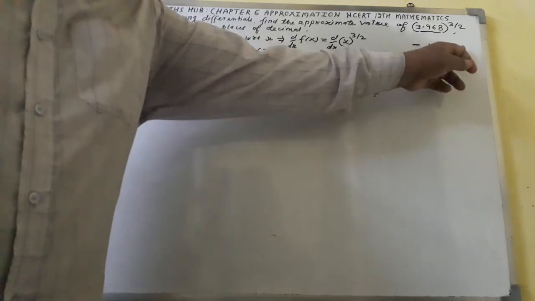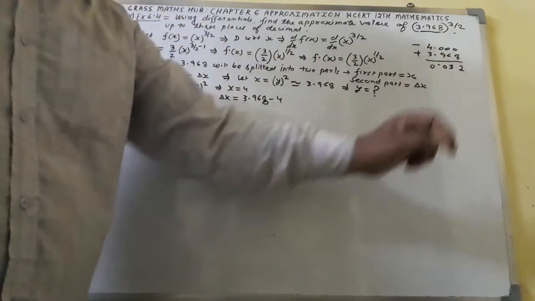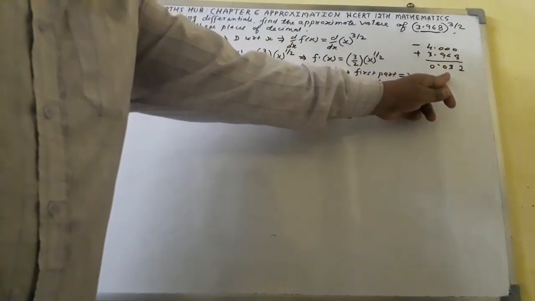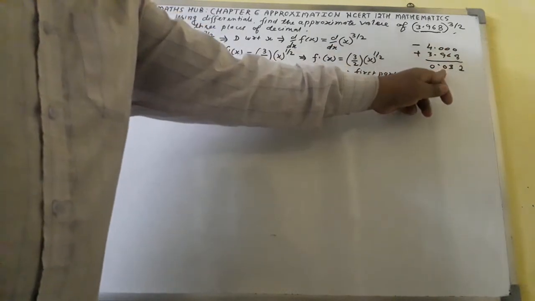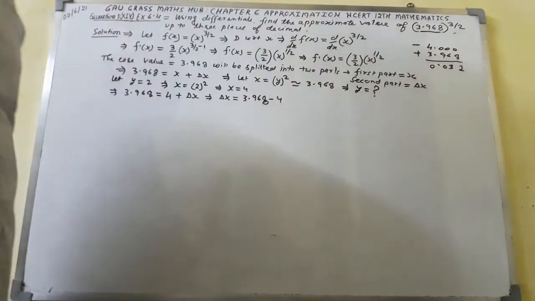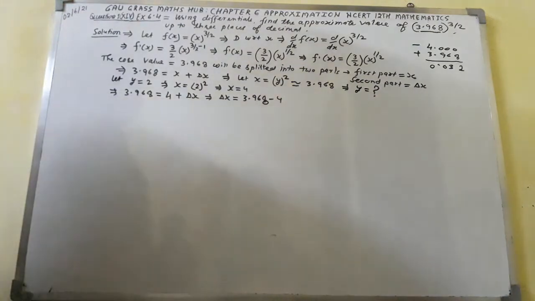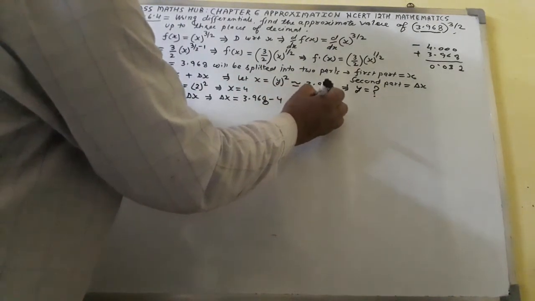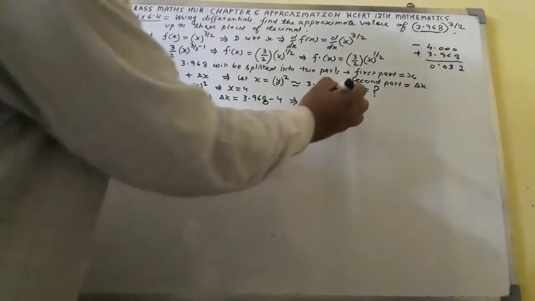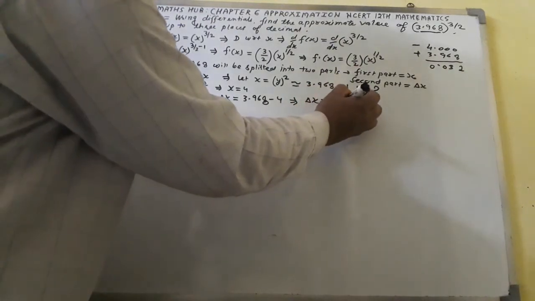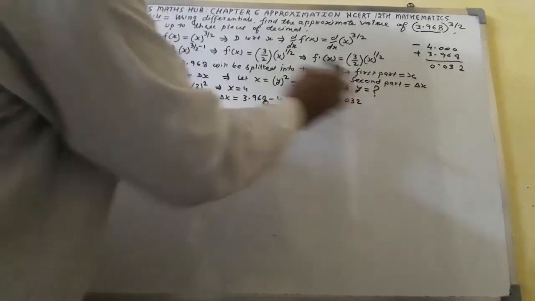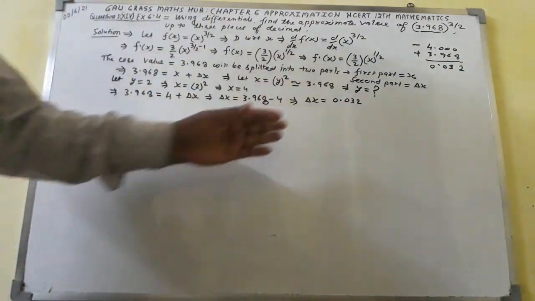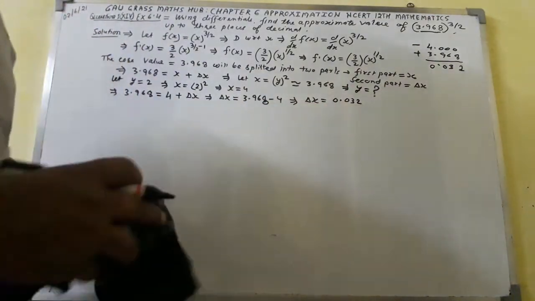Wrong. 10 minus 8 comes out to 2. 9 minus 6 comes out to 3. 9 minus 9 comes out to 0. Here 3 minus 3 is 0. So here you will get, implied that delta x equals 0.032. This value you have got. Now the value of delta x you have determined as 0.032.